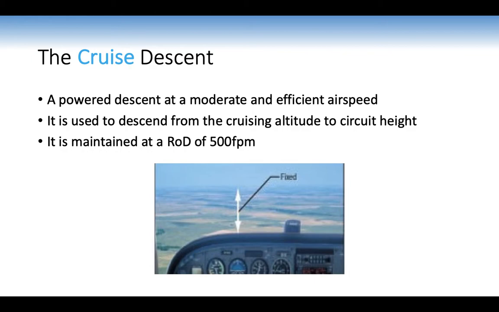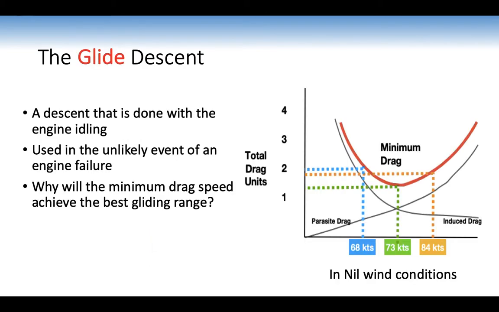And it is maintained at a rate of descent of 500 feet per minute. So it's a nice, comfortable rate of descent. You'd also use it for passengers as well. And what you'll see is you'll get a good forward speed. And also, if you've got a tailwind, you can get a nice ground speed as well.